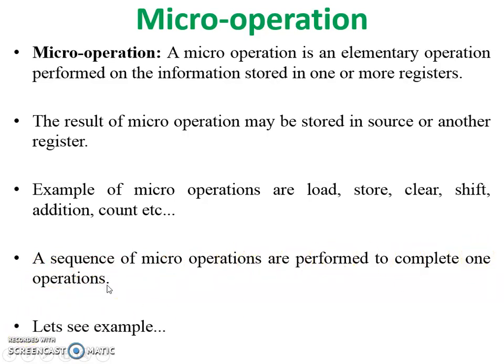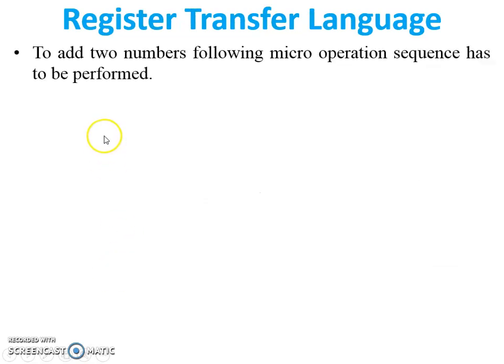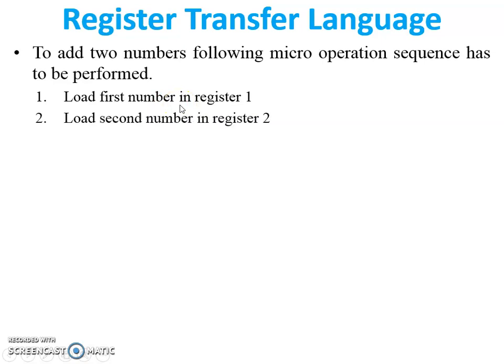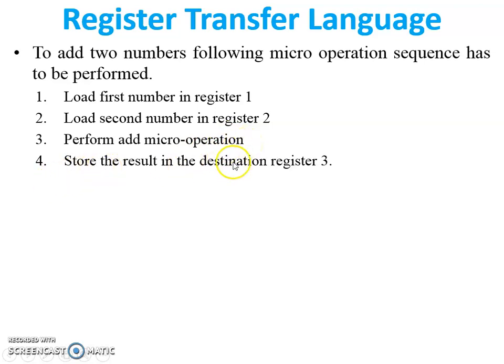Now, a sequence of micro operations is performed to complete one operation. Let's see the example. The example is very simple. To add two numbers, the following micro operation sequence has to be performed. We all know how we add two different numbers. First, load the first number in register 1. Second, load the second number in register 2. Third, perform the add micro operation. Fourth, store the result in the destination register 3. So it completes one operation, we can say the addition operation. There are different types of micro operation sequences.